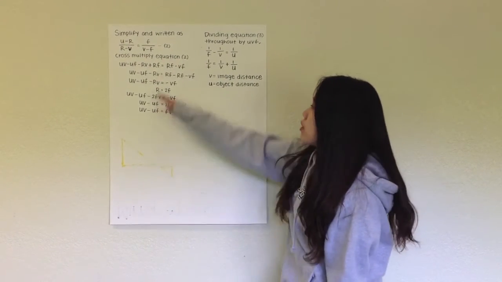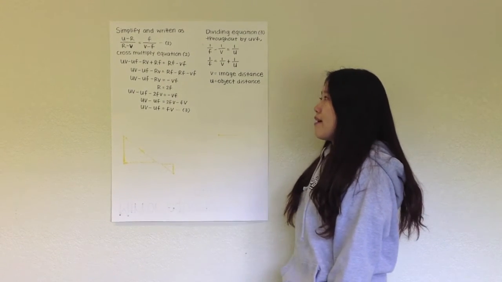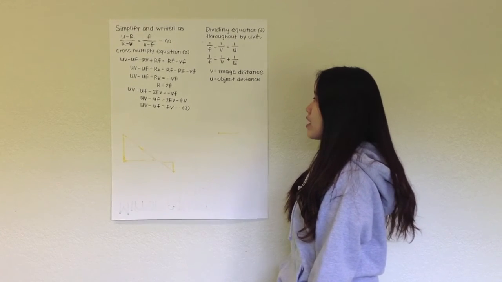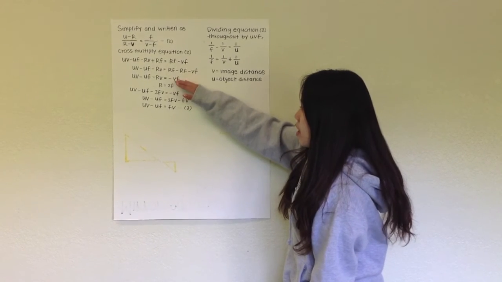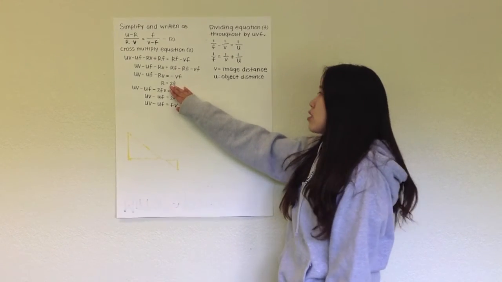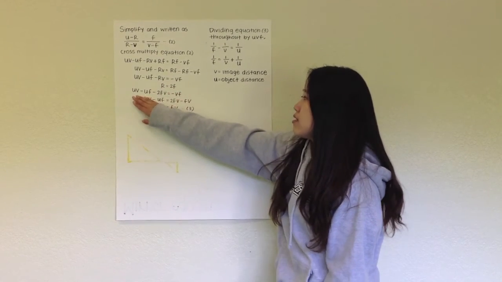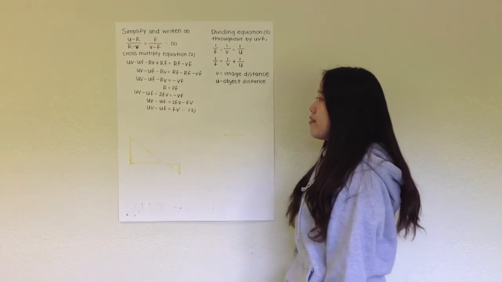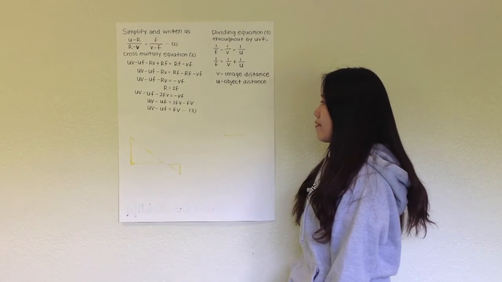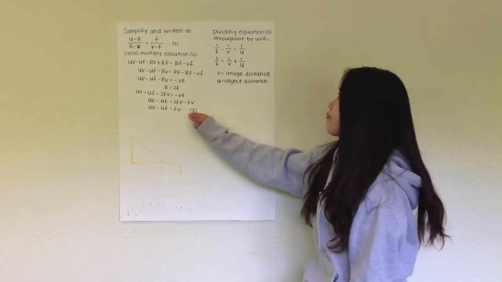Now we cross multiply equation 2, which leads to UV minus UF minus RV plus RF equals RF minus VF. This will lead to these equations. Now in this case, R is equal to 2F. So we can replace all R by 2F, which will lead to UV minus UF minus 2UF V equals negative VF. And it finally ends up in equation 3.